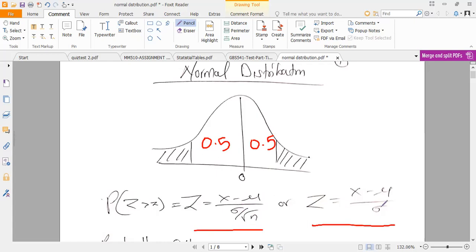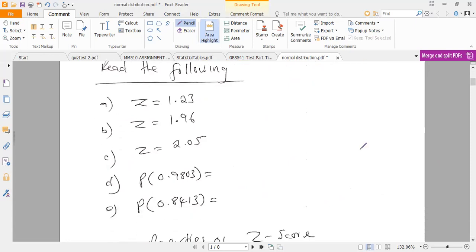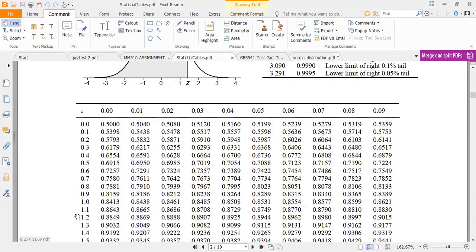Before I go in depth in explaining how to go about the normal distribution, it will be imperative for you to first of all understand how to read the tables. Now, the tables are read in two ways. Read from outside, for instance, 1.23. You go into the table, you check under 1.2 and 0.03 where they meet.